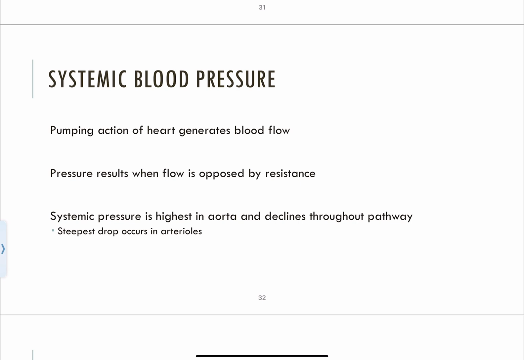Systemic pressure is always going to be the highest closest to the heart. So highest in our aorta, and then it's going to decline along its pathway. So highest in the aorta, the blood pressure is going to decrease as it enters into our capillary bed, and then decrease even further once it hits our veins. So highest pressure is in our arteries, lowest pressure is going to be in our veins. However, the steepest drop in pressure is going to be occurring in our arterioles themselves because they have the greatest resistance to blood flow.